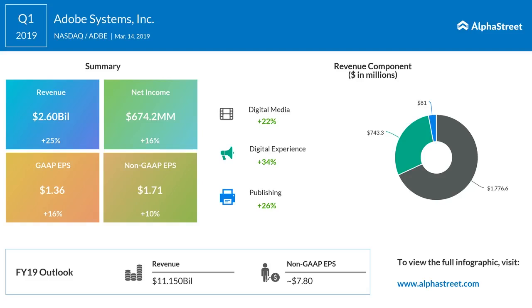Yeah, Ross. I think when we look at the business, from a seasonal perspective, we do see a traditional change between Q2 and Q1.